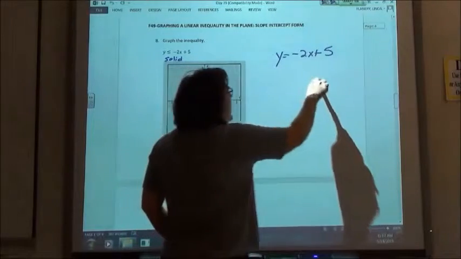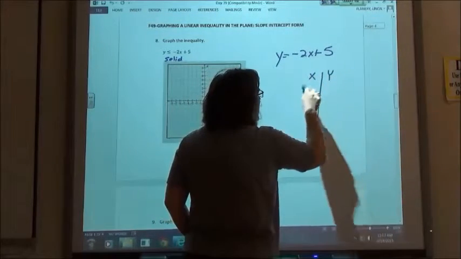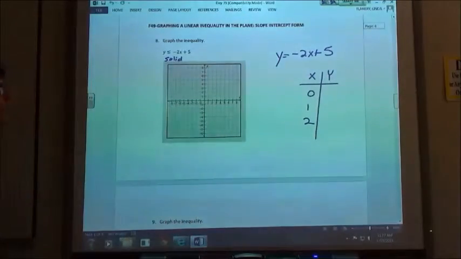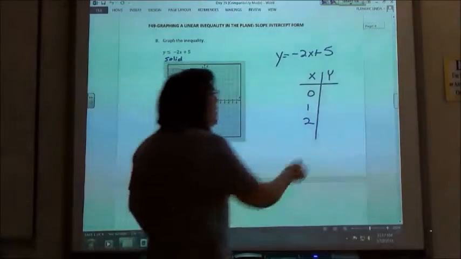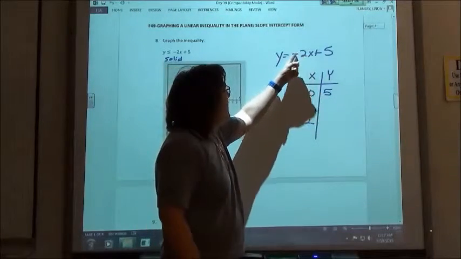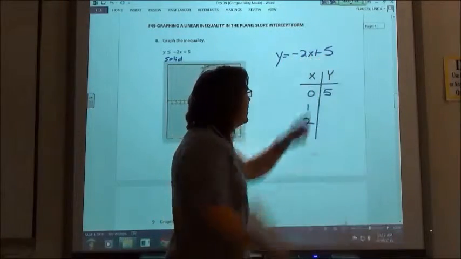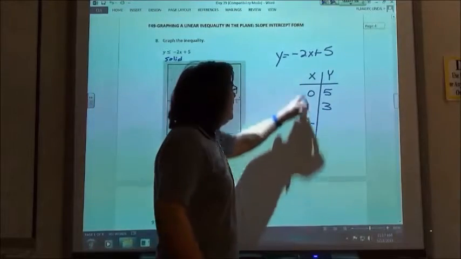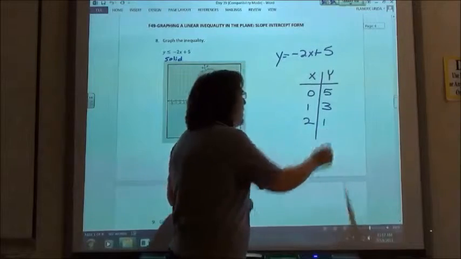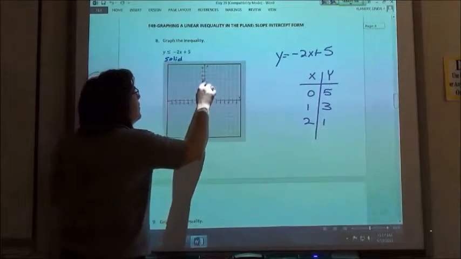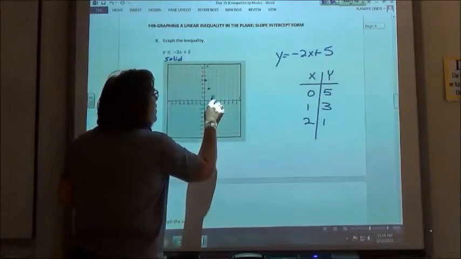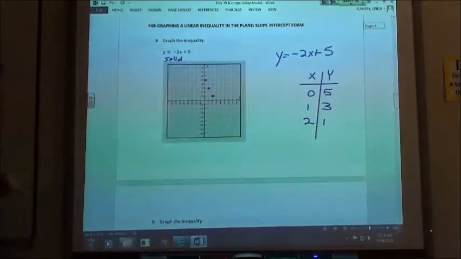Now you could make a table and plug in nice easy numbers 0, 1, and 2 and find your points. If x is 0, y is 5. If x is 1, negative 2 times 1 is negative 2 plus 5 is 3. If x is 2, negative 2 times 2 is negative 4 plus 5 is 1. So 0, 5, 1, 3, 2, 1. That was one way we graphed the line.